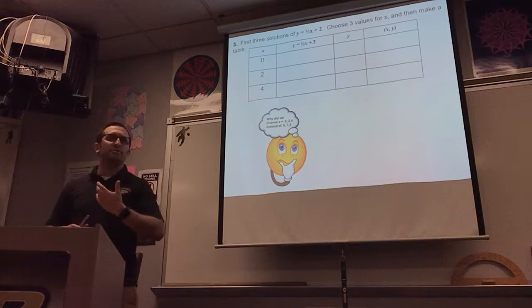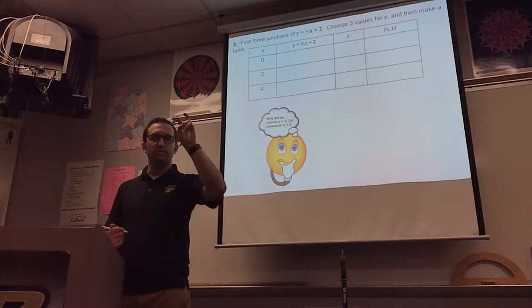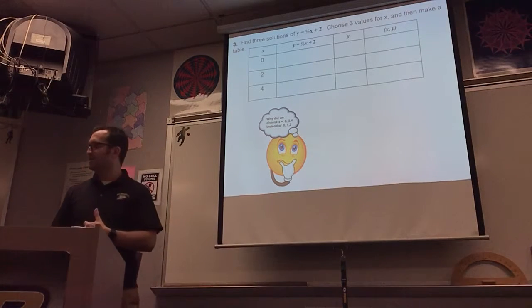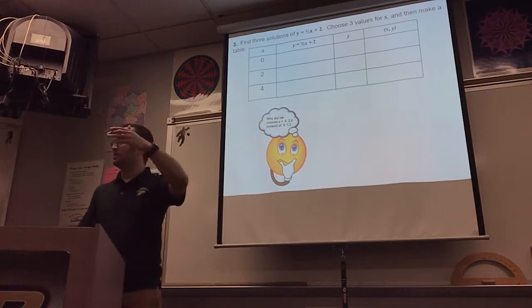I don't really call them easy points. Usually I call them nice points. Why are 0, 2, and 4 nice? Because you divide by 1/2 and half of 2 is 1. Yeah, half of 2 is 1. Half of 4 is 2.